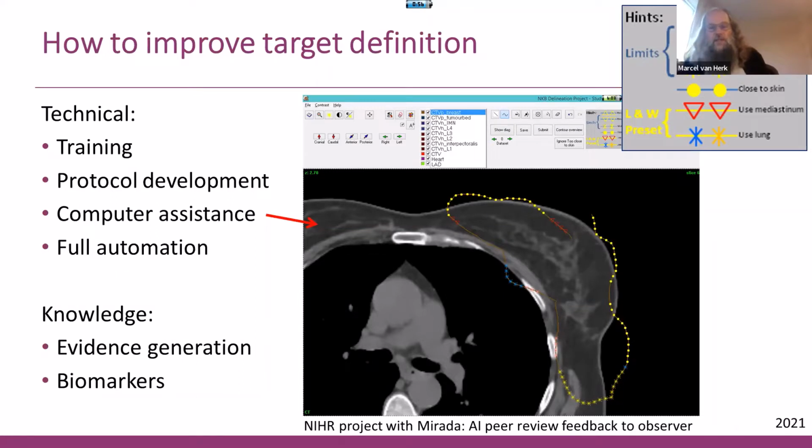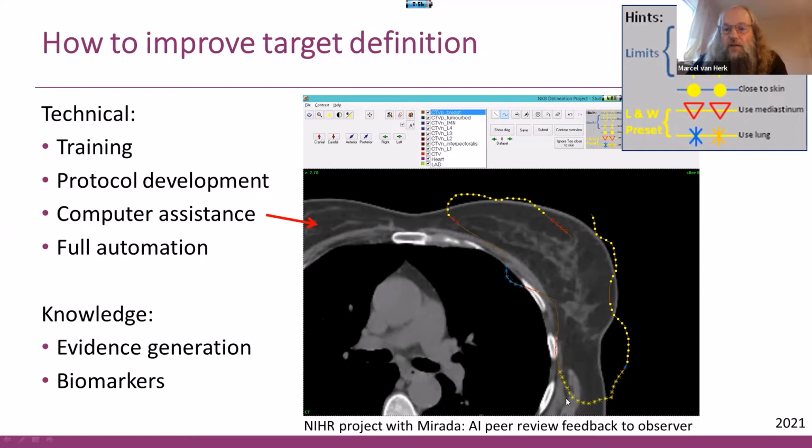But the image on the right shows you an example of computer assistance, and this is a novel tool that we're trialing out together with a company called Mirada, and we have a workshop coming up in a couple of weeks' time where we're testing out this tool.